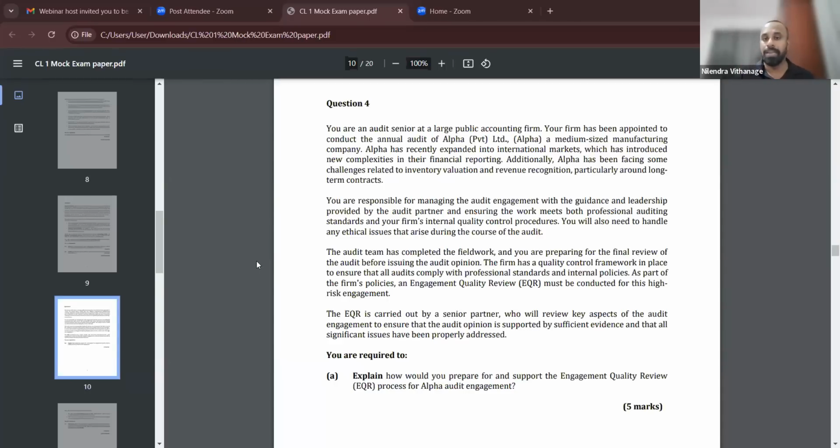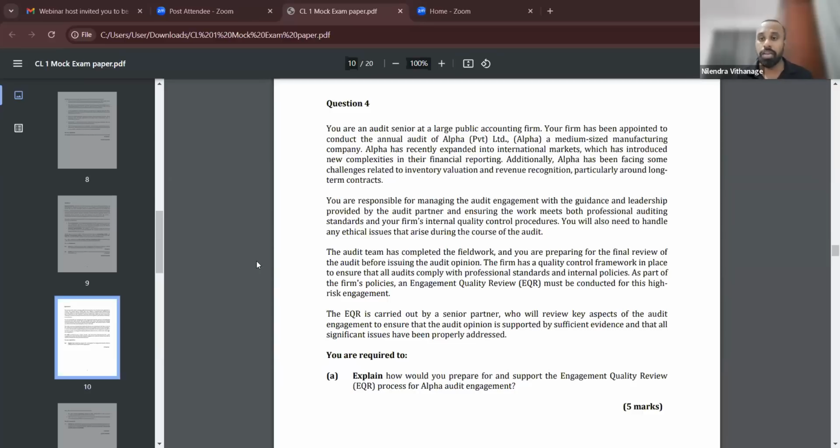The audit team has completed the field work. You are preparing for the final review of the audit before issuing the opinion. Now, the final review is done.